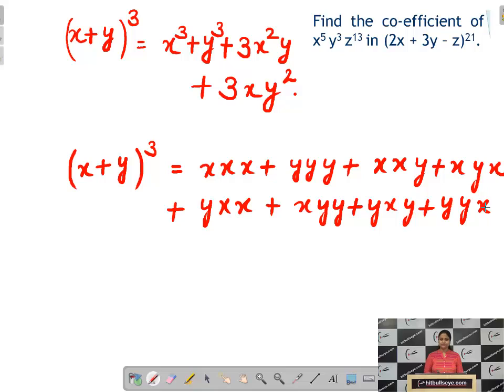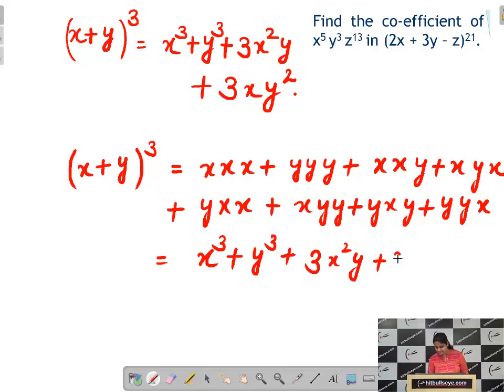What I am doing here? I am just expanding this expression (x plus y) whole raised to power 3, and I am not collecting the like terms. I am not changing the order. So if we solve it, we'll get x cube plus y cube plus 3x square y plus 3y square x. Now, what is the idea actually? As you can see, we have xxy, xyx, yxx. Basically, this is nothing but x square y.